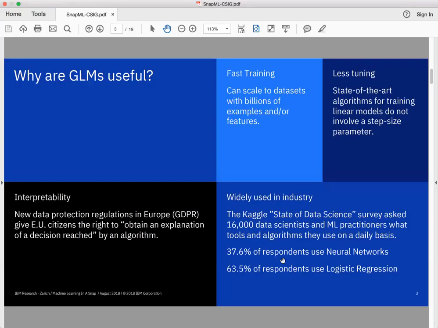So why are GLMs useful? One of the main reasons GLMs are used is when you have really enormous data sets. So we're not talking about data sets with a few million examples or million features. But when you have terabytes and terabytes of data, where you have billions of training examples or billions of features, that's when it's very hard to scale more complex models, and you want to look at the models which fall within this family, GLM.